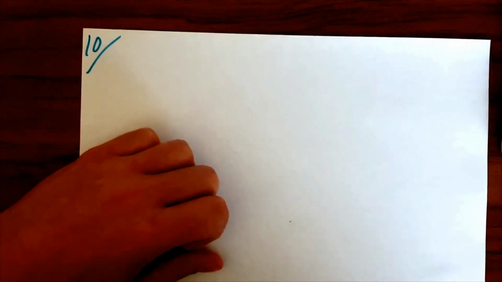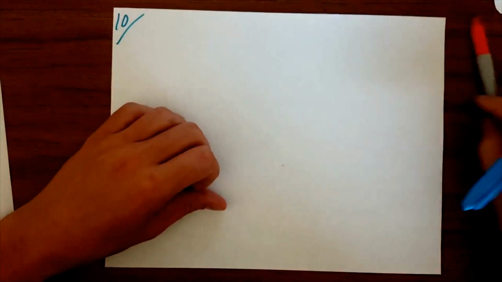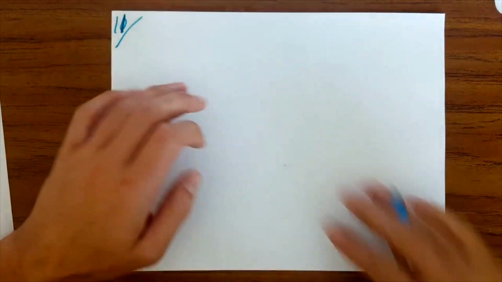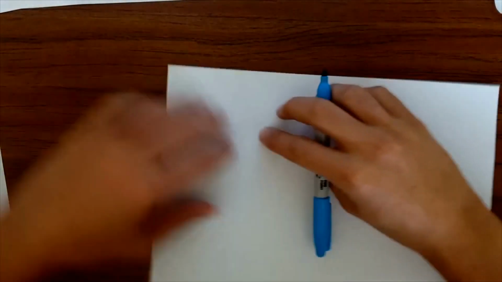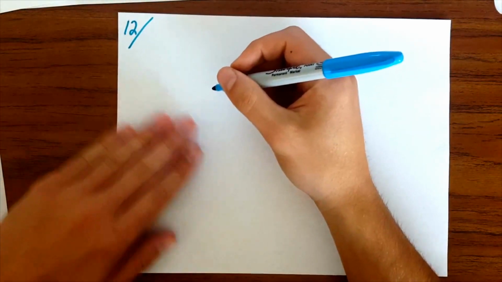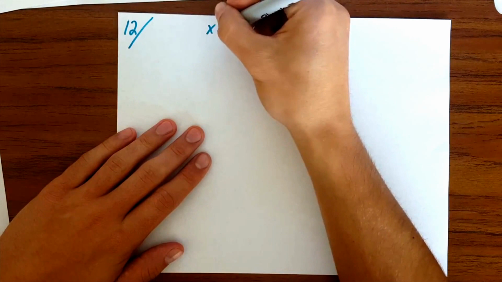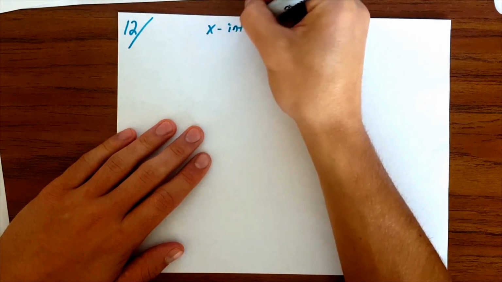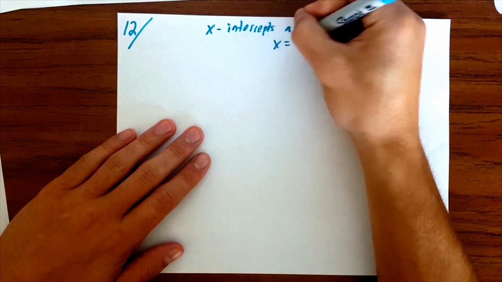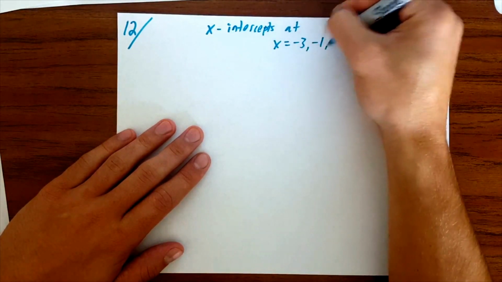Zoom out here now. Alrighty. So this is, let's get a new one. So this is 12 now. Alrighty, this is the last one that I'll do. This is 12, and you have x-intercepts at x equals -3, -1, and 1.